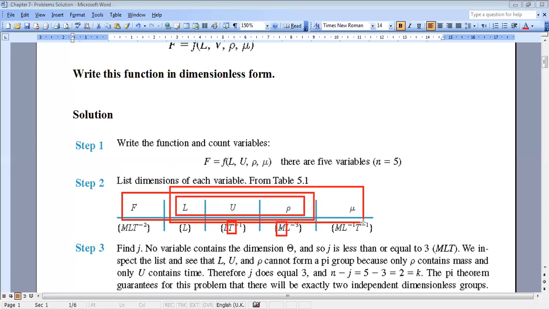So how many groups do I have here? I have 2 groups, one with F, one with mu, and this is the result given by K. Didn't we say K is the number of groups? K is equal to N minus J, and in this problem N is 5 and J is 3. 5 minus 3 equals 2, so I can form 2 groups. What are these 2 groups? One by combining L, U, rho with F, and one by combining L, U, rho with mu.